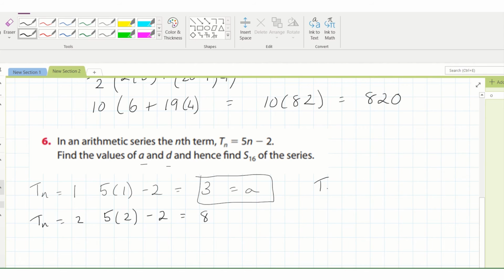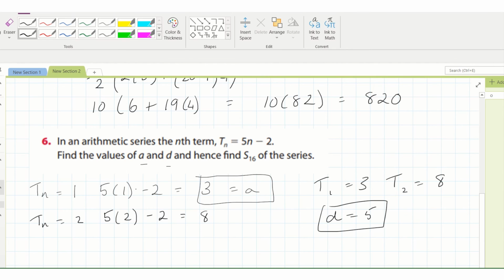So if the first term is 3 and the second term is 8, and we know that it's an arithmetic sequence, so therefore the difference is constant, we can say then that d is equal to 5. So now we have enough information to go and use our formula for the sum.